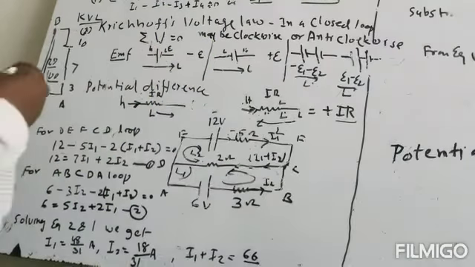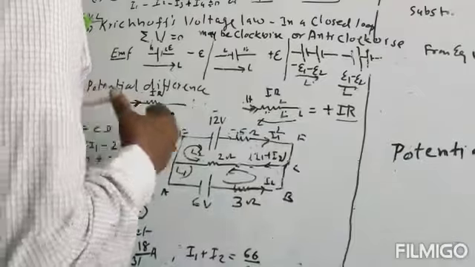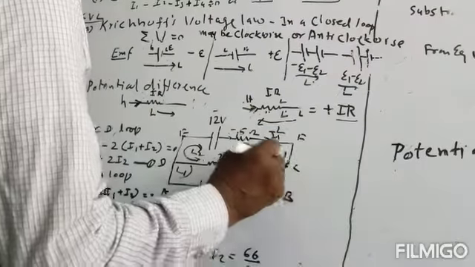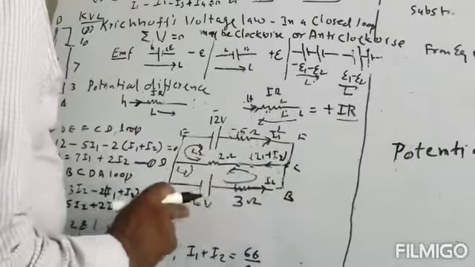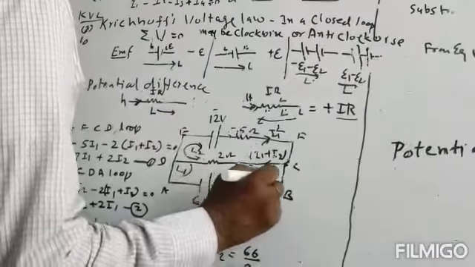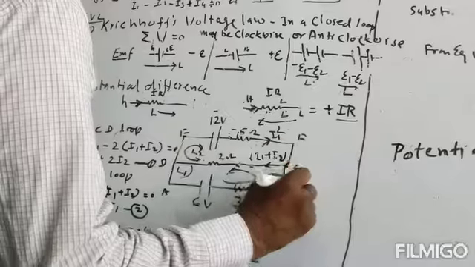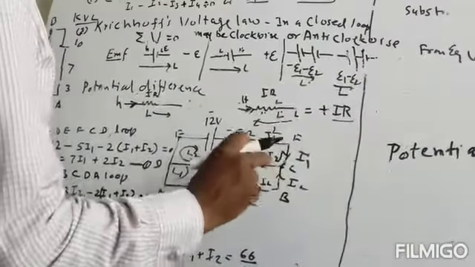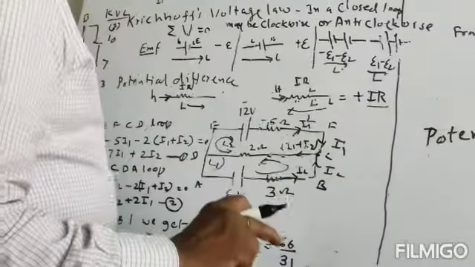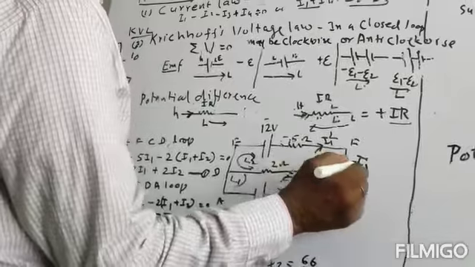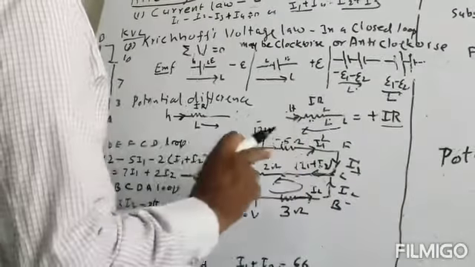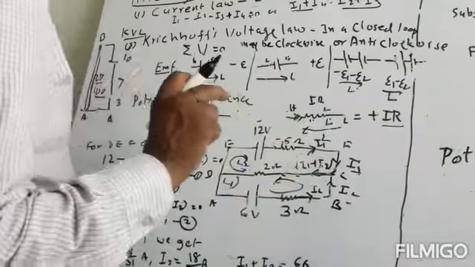First, suppose the current from this 12 V battery is I1 and I1 is flowing in this direction. This is the junction. Here from this battery the current is I2, also in this direction. I1 and I2 are approaching the point C. Then by Kirchhoff's current law, the outgoing current will be the sum I1 plus I2. So the current in branch CD will be equal to I1 plus I2.